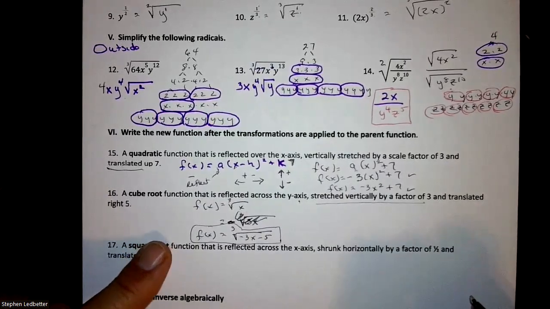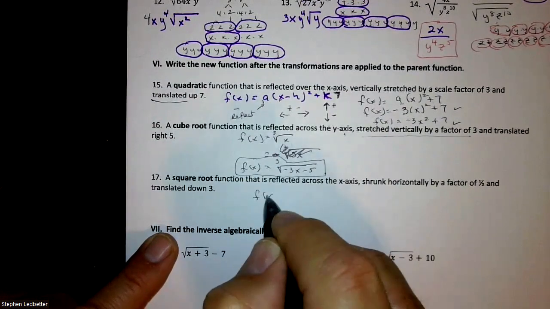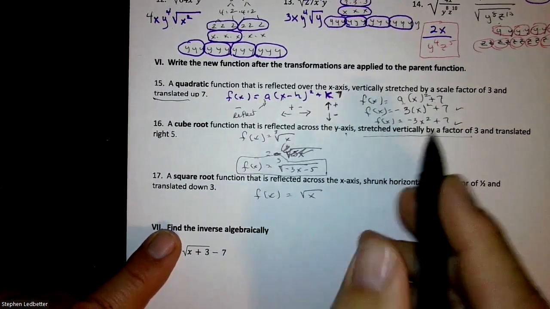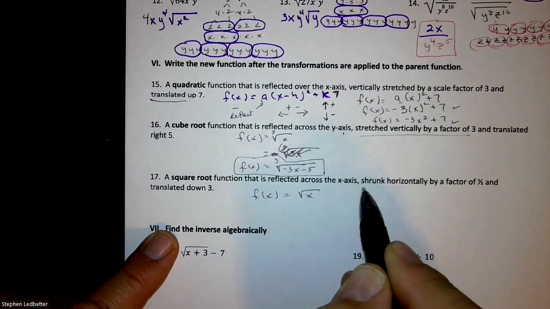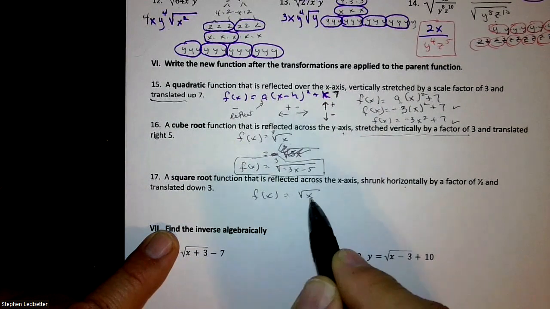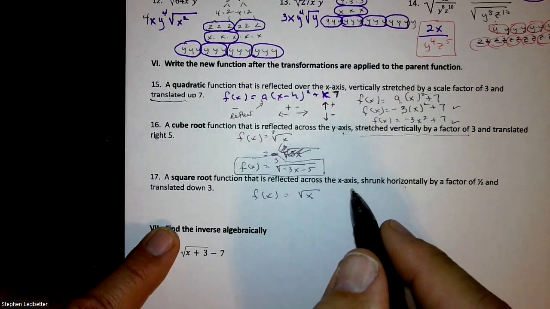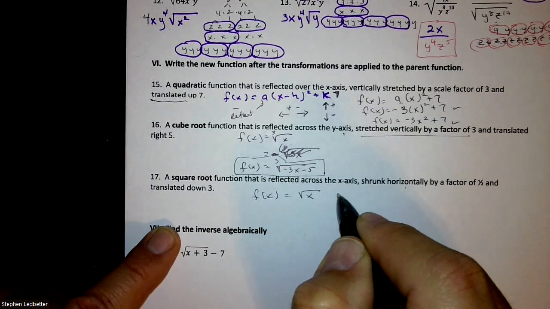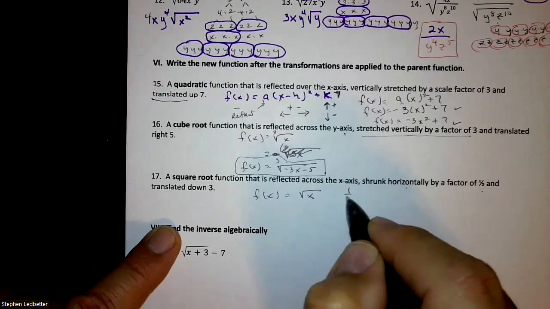All right, let's go with the square root one. Remember the square root looks like this. We're going to add, subtract, multiply, divide, whatever. Let's look for something here to help us start off. The square root function reflects across the x-axis, shrunk horizontally. That means the number is on the x. That means we'll put it inside here. So here we go. Let's see. What is it? 1/3? 1/2. All right. So it's 1/2.